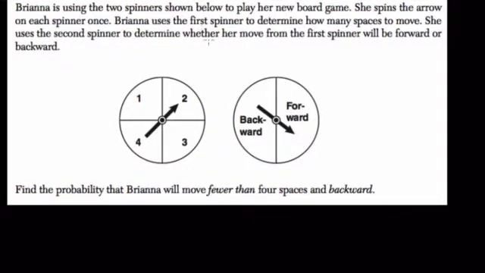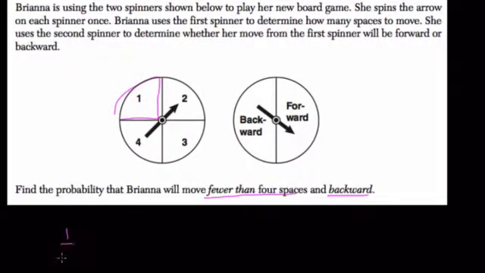Okay, we're spinning 2 spinners, and you get to spin each once. Brianna uses the first spinner to determine how many spaces to move, 1, 2, 3, or 4. She uses the second spinner to determine whether her move from the first spinner will go forward or backward. So find the probability that she will move fewer than 4 spaces and backwards. So let's consider all the different ways this could happen, right? Fewer than 4 spaces.